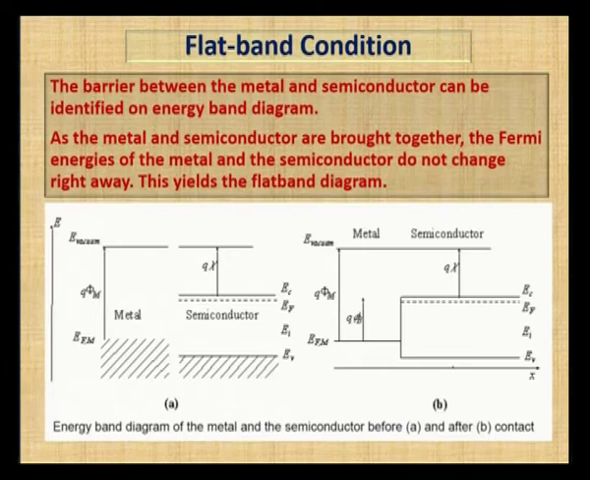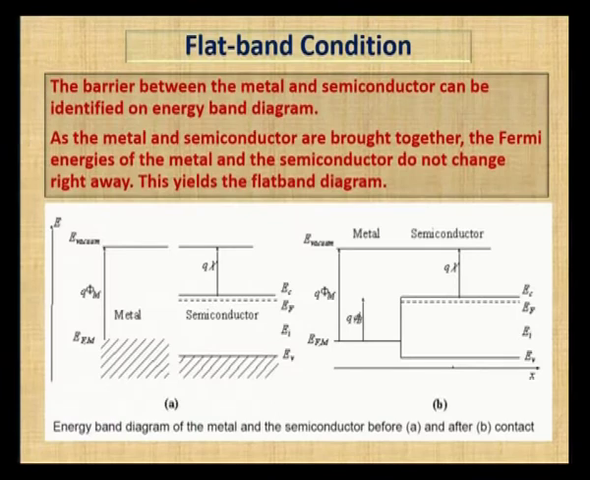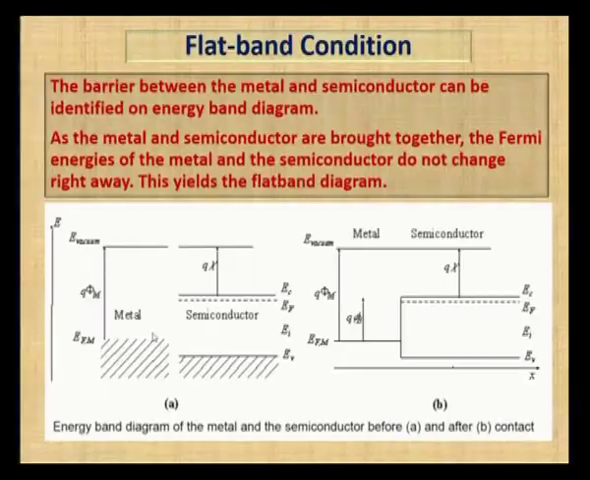Next we move on to the flat band diagram. As I said, the MS junction characteristics can be studied with the help of the energy band diagram. So, we need to know how the metal energy band diagram and the semiconductor band diagram are different, and when it is in contact and when it is not in contact, what observations we can make.